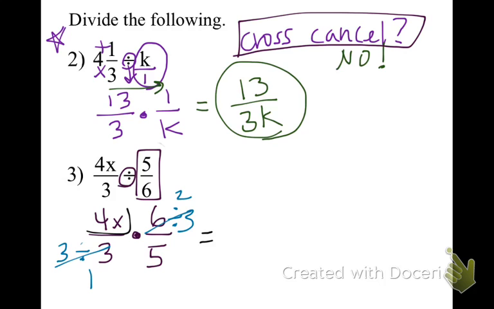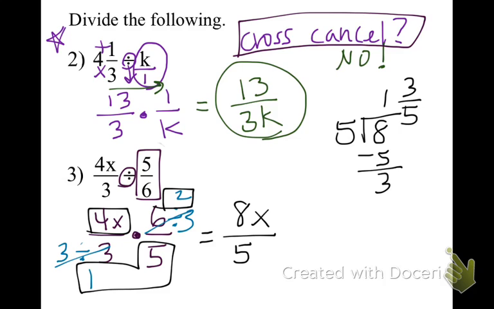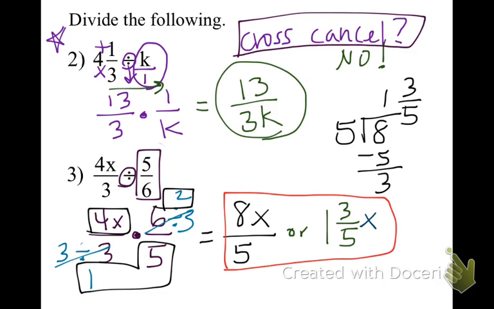I end up with 4x times my 2, which gives me 8x, all over 1 times 5, which gives me 5. Remember, I like more proper fractions, so let's go ahead and fix that. So 5 goes into 8 once, 3, okay, so 3/5. So my other possible answer is 1 and 3/5. Don't forget your x as my answer. So I have 2 different possibilities, but both of them are correct.